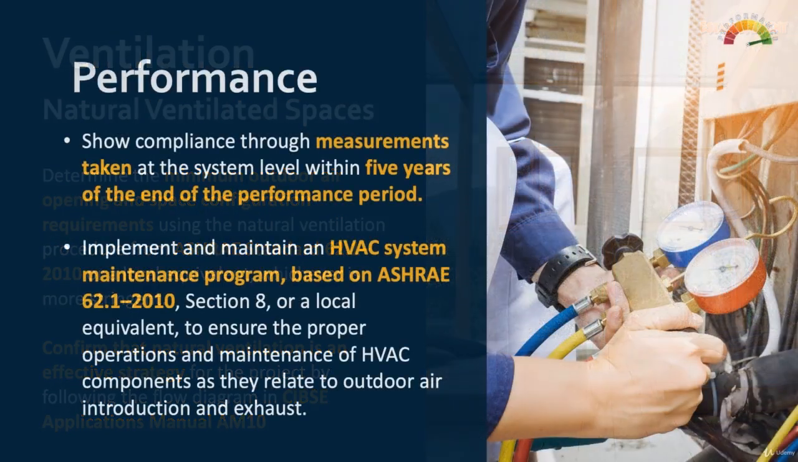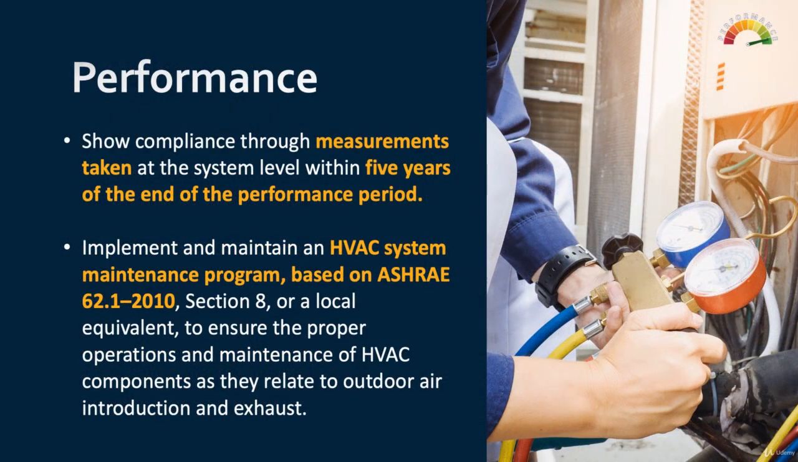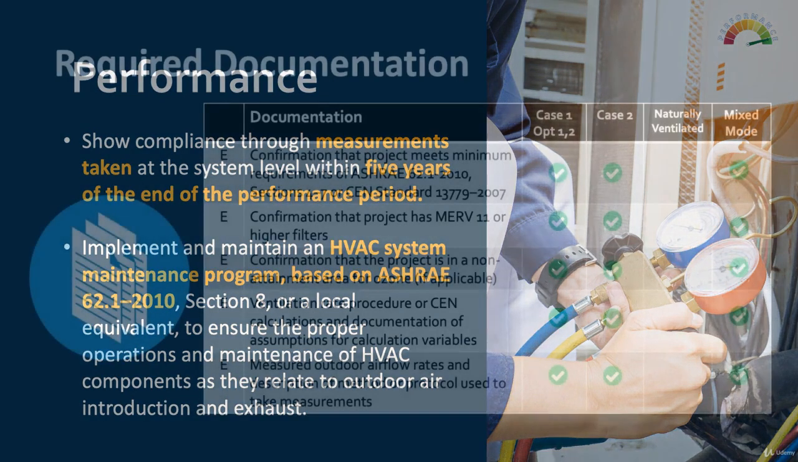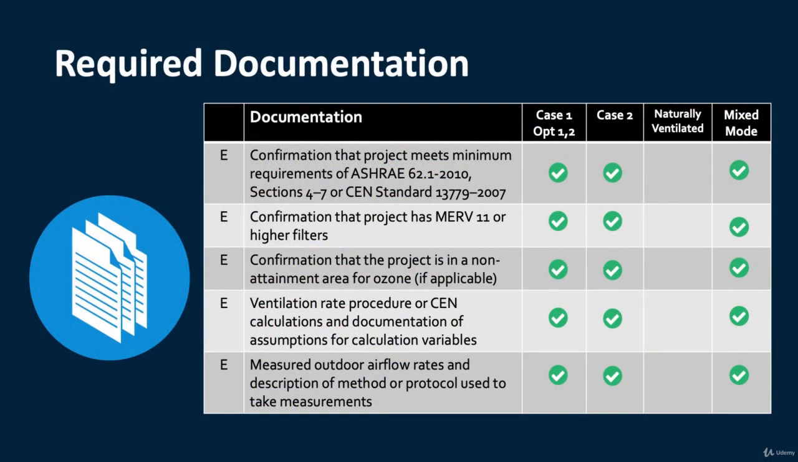For the performance period, show compliance through measurements taken at the system level within 5 years of the end of the performance period, and implement and maintain an HVAC system maintenance program based on ASHRAE 62.1. Now, in terms of the documentation, a relatively long list, and depending again on which case you are following, Case 1, Case 2, naturally ventilated or mixed mode.